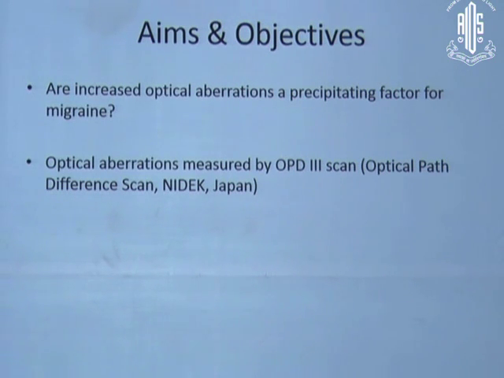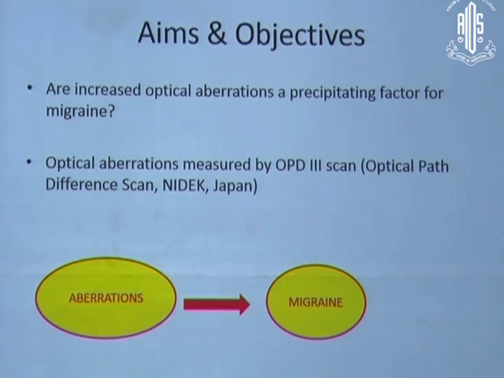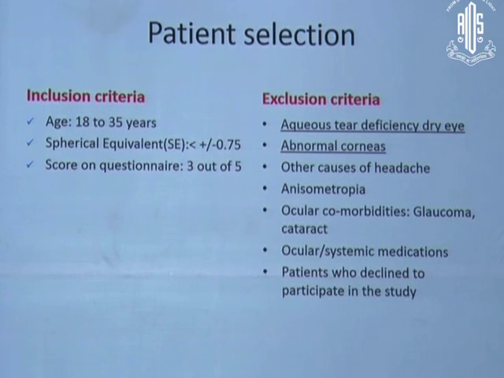Where did we get these patients from? These were the patients that walked into our OPD complaining of a headache. They were further sent to a neurologist for confirming the diagnosis of a migraine. What we know is that light triggers migraine. What we're trying to prove is whether aberrations produce the migraine. So 60 patient eyes versus 60 control eyes were studied in statistically insignificantly different age groups. The most important inclusion criterion was that the spherical equivalent was less than plus or minus 0.75, because we didn't want those with a large refractive error to come with symptoms of pain, etc.